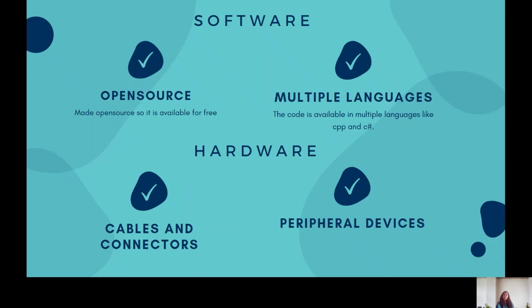Coming to the software and hardware requirements, the code has been made open source, so it is available for everybody. It is written in multiple languages. It is written in C++ and C#, so it is easier to use or understand. The hardware requirements are cables and connectors that we'll require to connect the camera, the projector, the mirror and other stuff that is being used, and the peripheral devices are again the camera and the projector. I think that's about all we need for this. The total cost of this again is under $350.